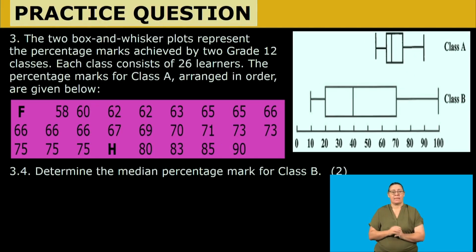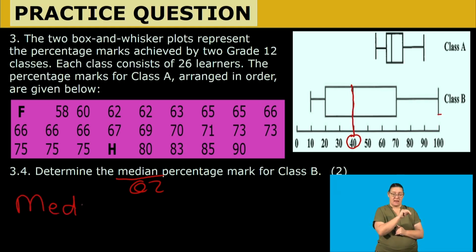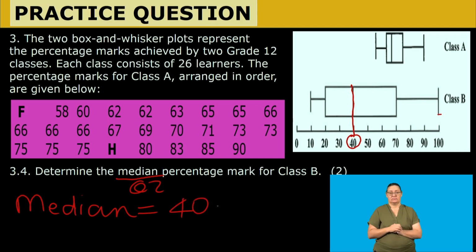Okay, let's look at the next question, 3.4. Determine the median percentage mark for class B. Remember what is the median? Median, it is Q2. So this time our focus is on class B, and this is a median value. Look at it, it is here. So what is the value? It is 40. So you'll then say the median equals 40.